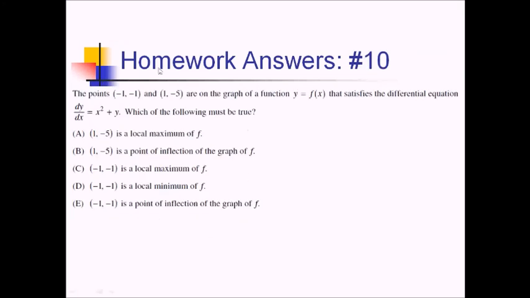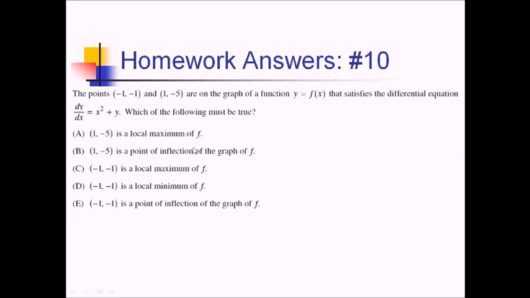On this problem, they're telling us the points -1, -1, and 1, -5 are on a graph that satisfies this differential equation. So based off of this, we want to know what's got to be true out of all these. These are all talking about whether the original function has a local min or max or point of inflection. So definitely, we're going to need to run some derivative tests on this.